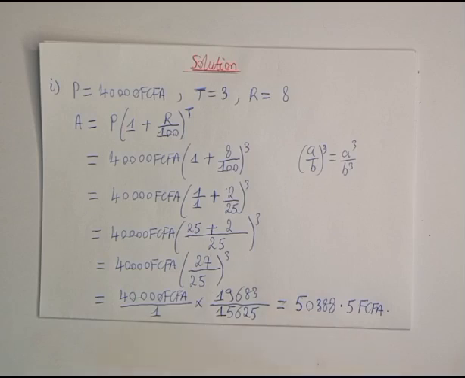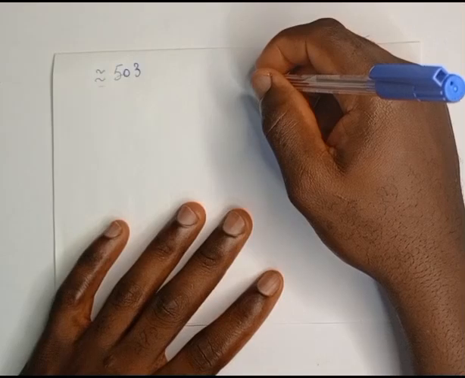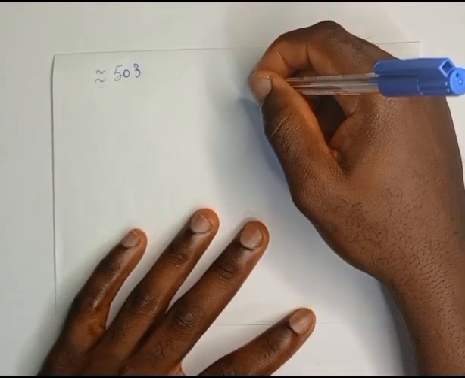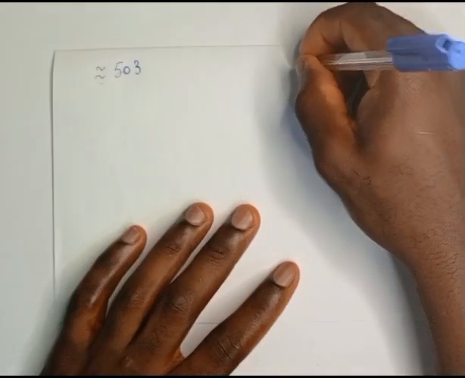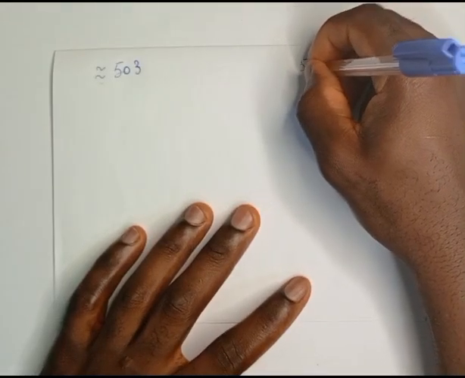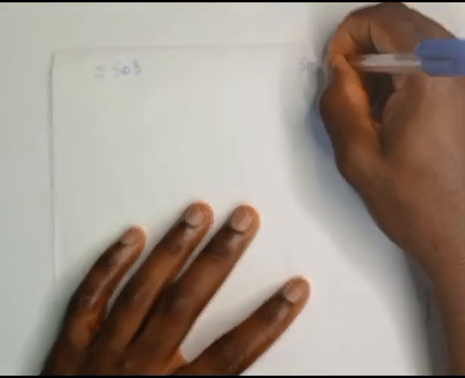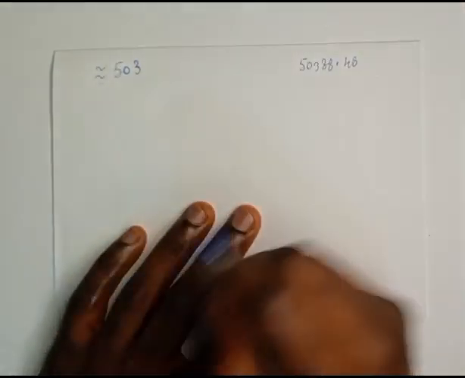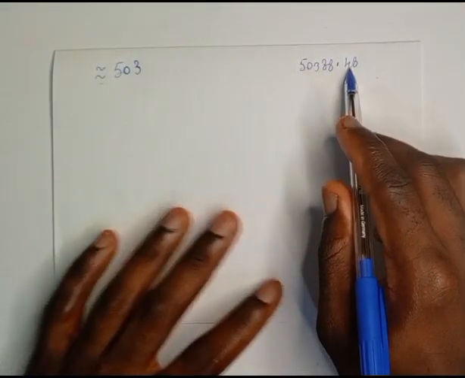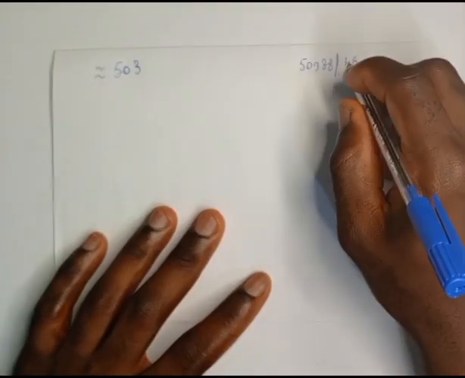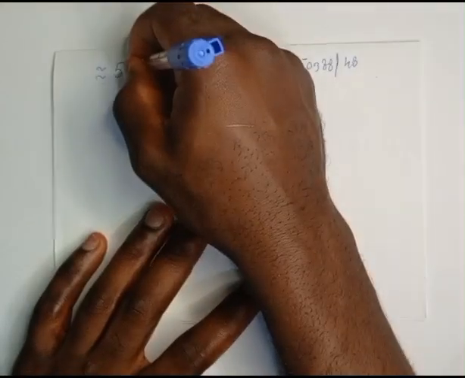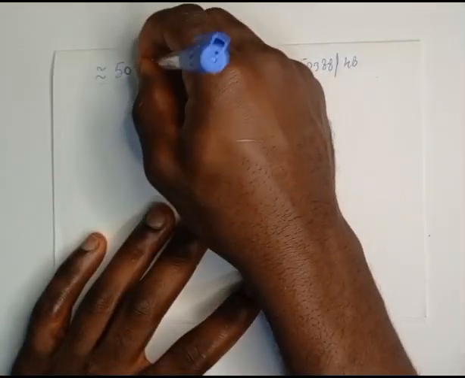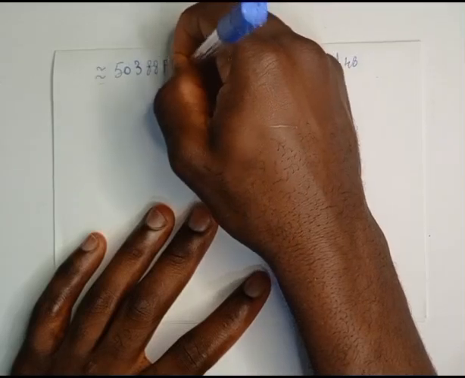Knowing the amount, we can find the compound interest. Giving the amount to the nearest francs CFA, since after performing the division we had 50,388.48 francs CFA, to the nearest francs CFA we are going to eliminate the fractional part. 4 is less than 5, we are going to round it down to 0. This will be approximately 50,388 francs CFA.